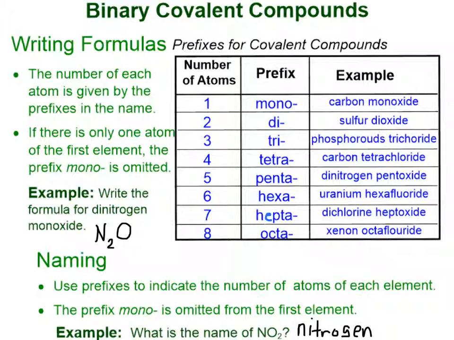I can also see that I have 2 oxygens, so I need to use the di prefix, and I'm going to call it nitrogen dioxide. I use the base for my oxygen, ox, and I add the IDE ending just like we did for the binary ionic compounds.